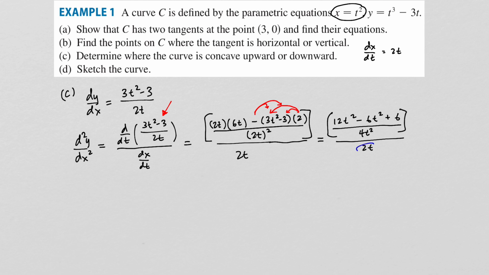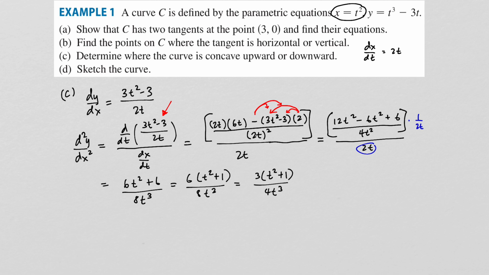So when we divide by 2t here, that's the same as multiplying by 1 over 2t. And so if I do that math there, we're going to have on the top 6t squared plus 6, and in the bottom we will have 8t to the third power. And if you want, you can simplify a little bit. We can pull out a 6, giving us t squared plus 1, and then 8t cubed in the bottom. And then finally we can divide by 2, which will give us 3 times (t squared plus 1) divided by 4t cubed. And this is our second derivative.